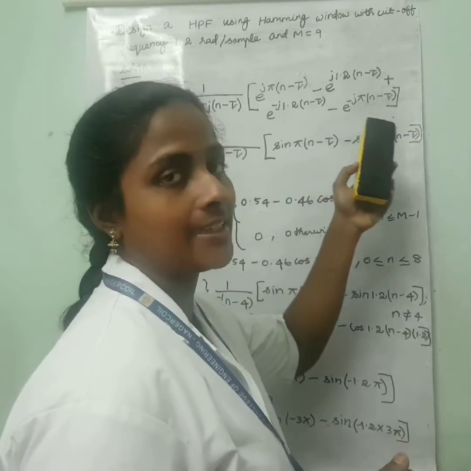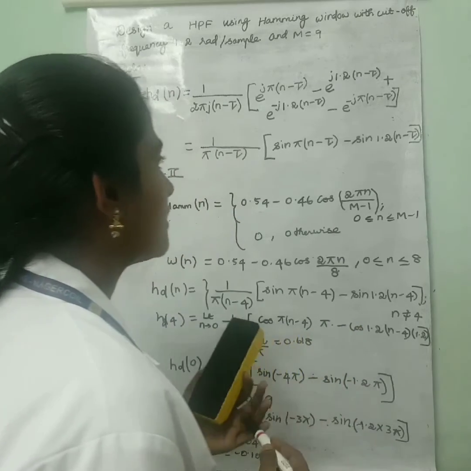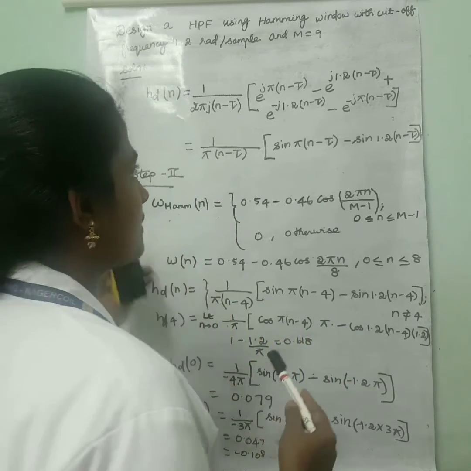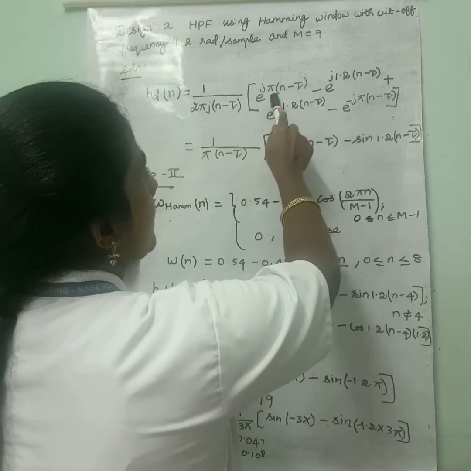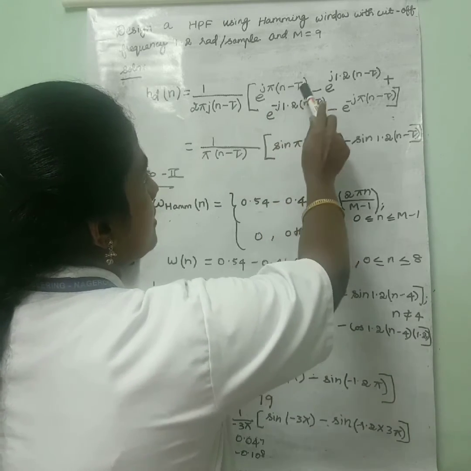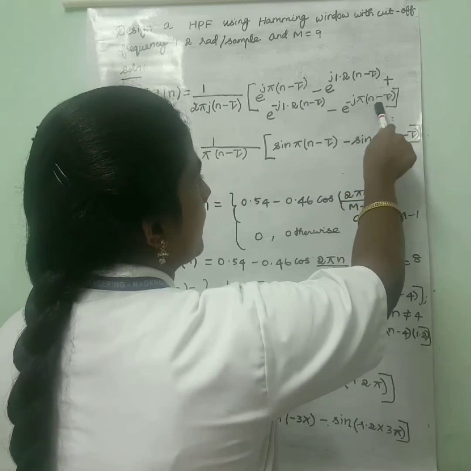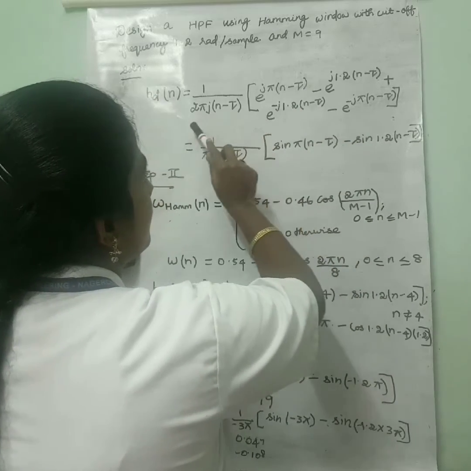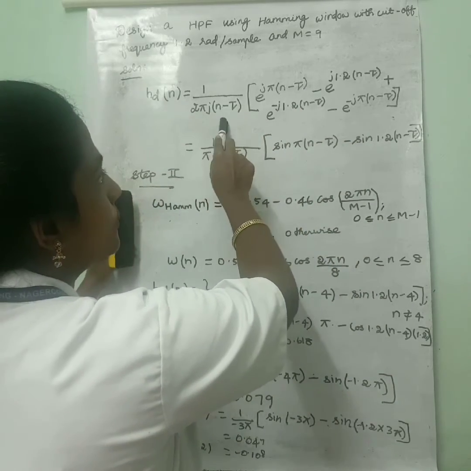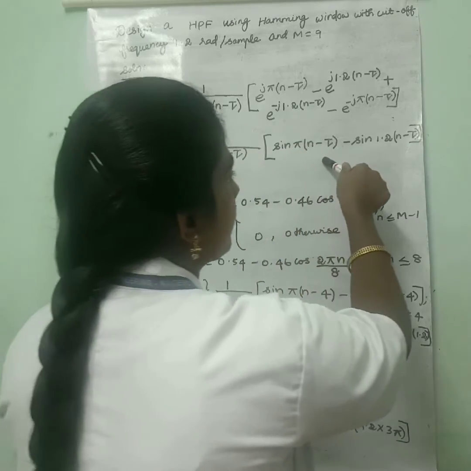So that we can convert to that function. We will get that function. See, when e^(jπ(n−τ)), here also we are getting e^(−jπ(n−τ)). So these two terms are there. So outside we have 1 by 2j, so we can write it as sin π(n − τ).